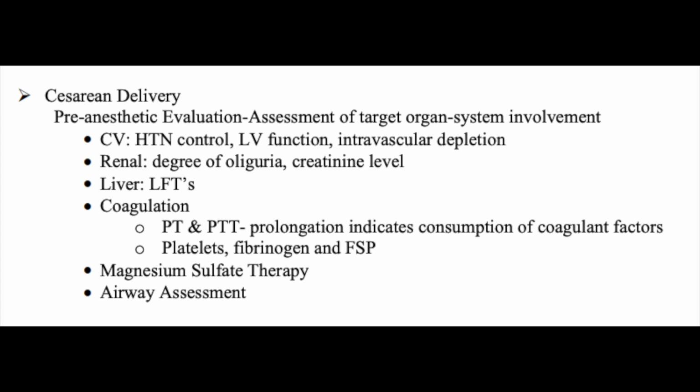With a patient who is going to be delivered via C-section, the pre-anesthetic evaluation should include assessment of target organ system involvement with a heavy focus on the patient's airway exam, maternal hemodynamics, and coagulation status and fluid balance. You want to have good hypertensive control, and like I said before, pay close attention to the possibility for intravascular depletion. You want to assess the degree of oliguria, probably check a creatinine level and liver function tests, and coagulation status should be a top priority to you. You're going to want to assess not only platelets, but PT and PTT, possibly fibrinogen, possibly FSP.